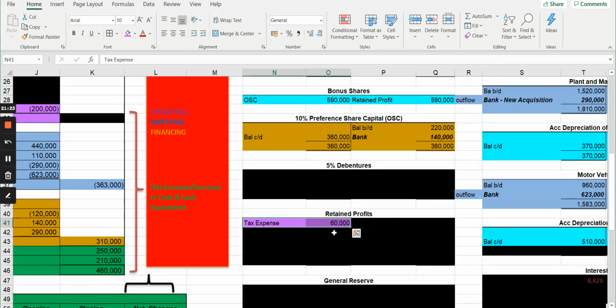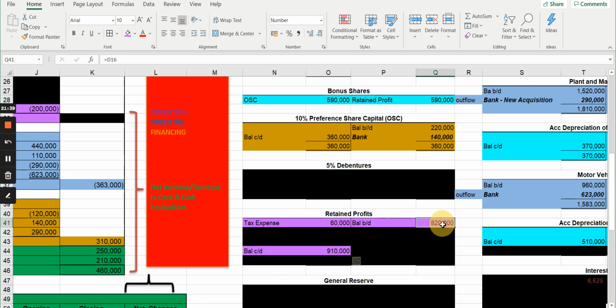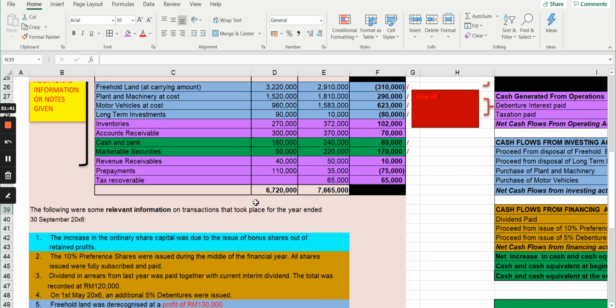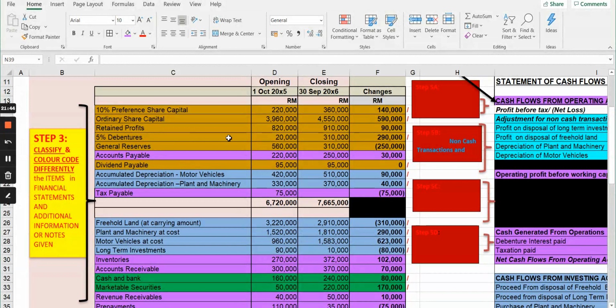So you need to go and put that in the retained profit. That is your tax expense. So put the balance for the retained profit as well, the beginning balance, and put the ending balance for the retained profit. Put those two balances first and insert your taxation figure first, right? Where do we take this? We take this from our retained profit here. So now we have done this, and we have taken this figure 910 as the closing, 820 as the opening.